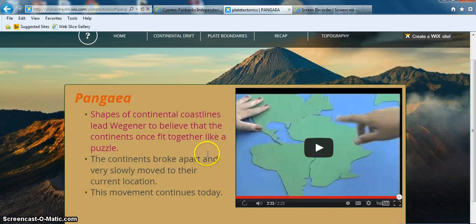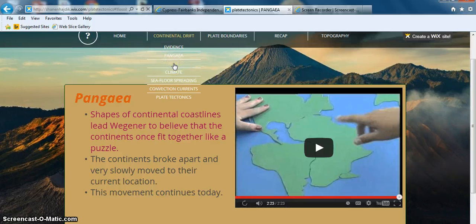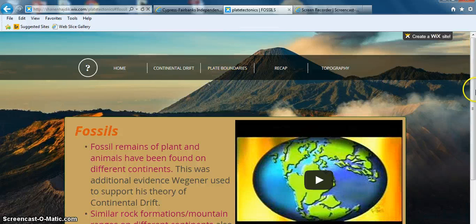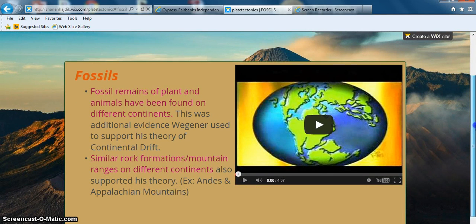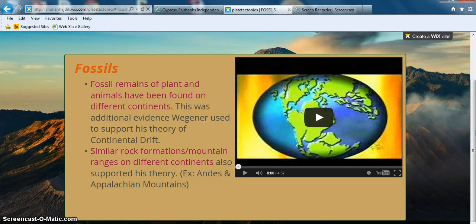Okay, so that just shows you a visual representation of how Pangaea and the theory of continental drift came about. So let's move on and look further at more evidence. Okay, so here we have fossil remains of plants and animals, which he's already mentioned in the previous video, have been found on different continents. This was additional evidence that supported Wegener that he used for his theory. Similar rock formations and mountain ranges were also on different continents and also supported his theory. So if you will, just watch this video clip very quickly.